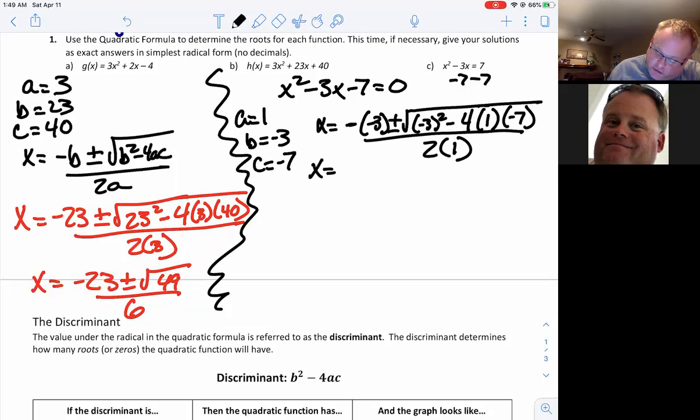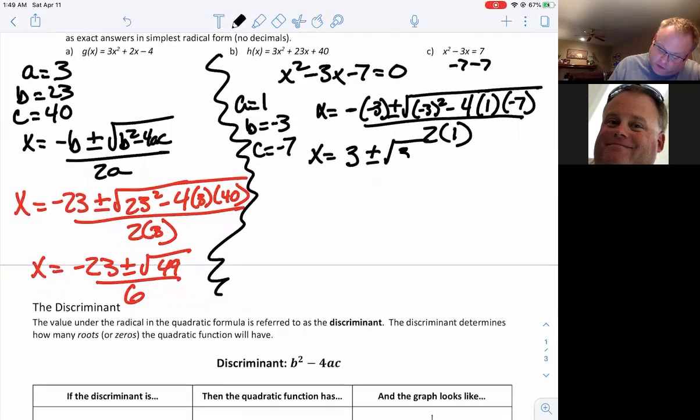X equals 3, because negative negative make it positive. In parentheses, negative 3 squared. So 3 squared minus, and that's a negative 3 squared minus. Make sure you put it inside parentheses when you put it in your calculator. Minus 4 times 1 times negative 7. That gives me 37. So the square root of 37 all over 2.